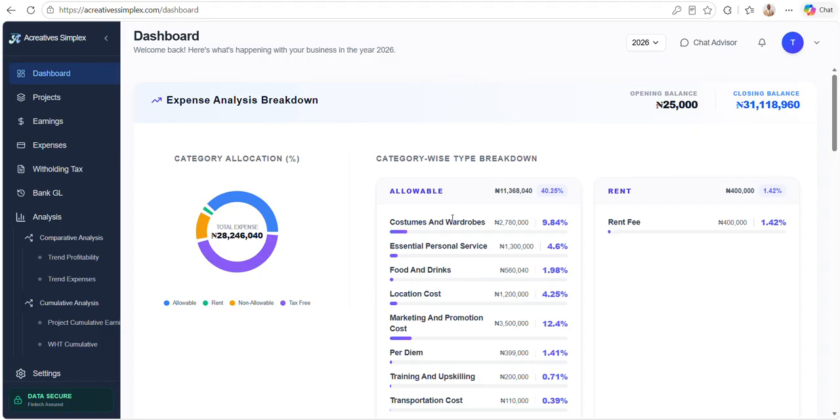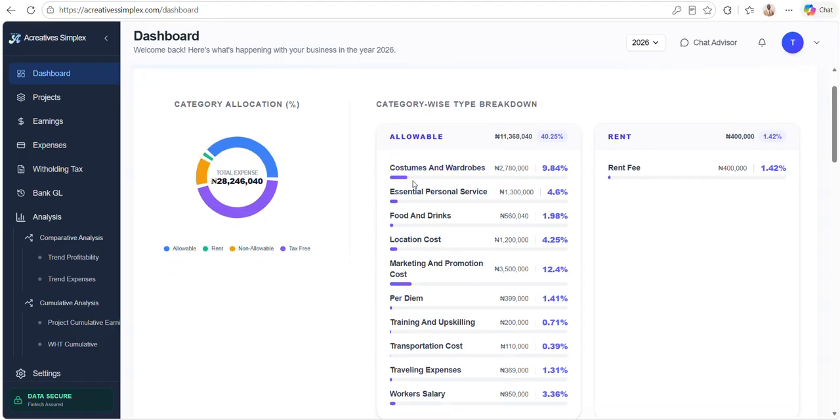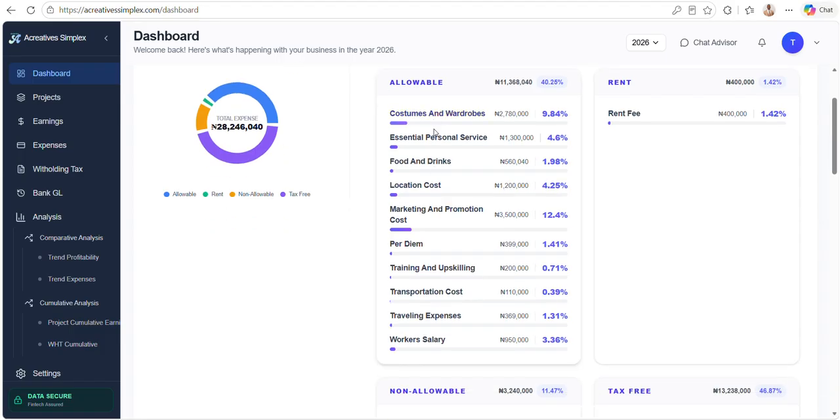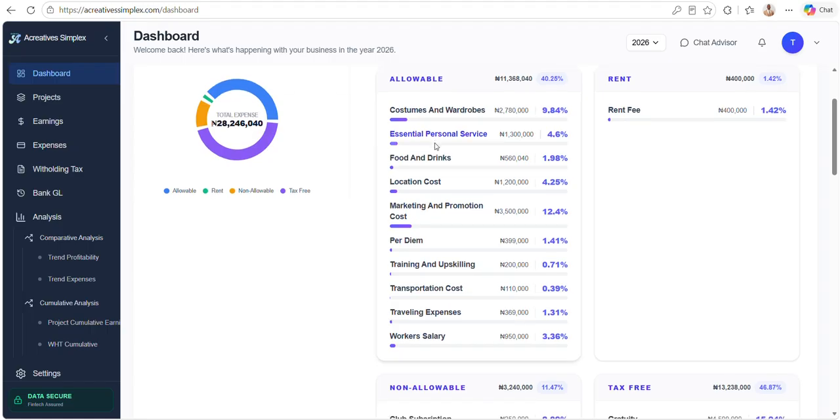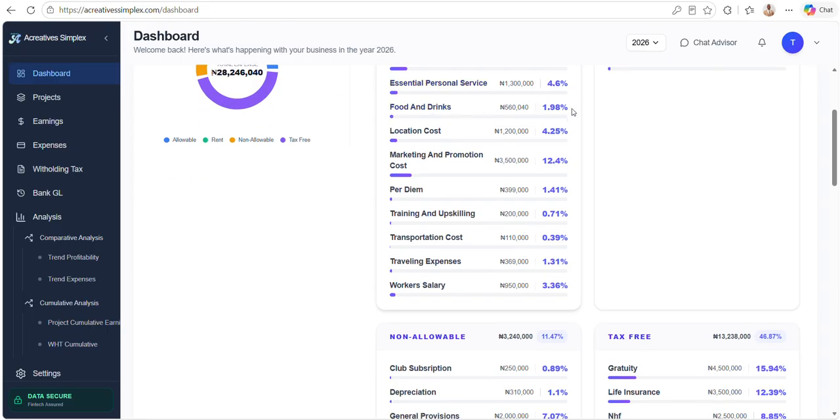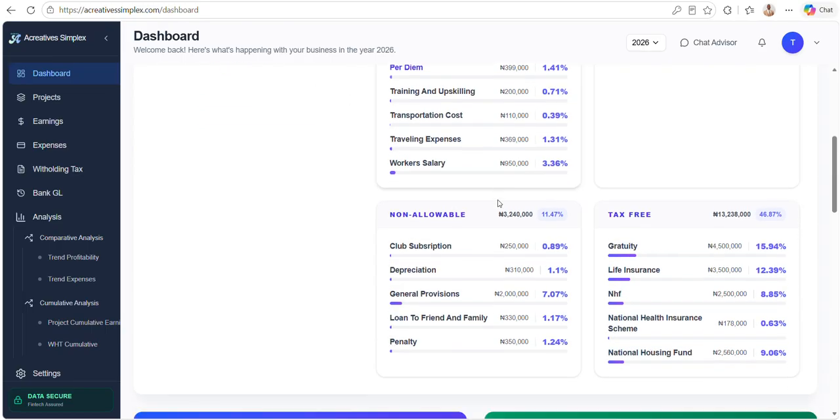Now, it's further broken down to each of our expense lines. We have costumes and wardrobes, essential personal services, food and drinks of 2.78 and 9.84. So if you look at this, all of these are our expense lines, and all that makes up costume and wardrobe are embedded in this. And all of them is 9.84% of our total expense. Like that, our food and drink contributed 1.98, location 4.25, marketing like that.